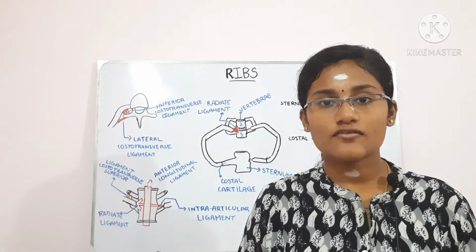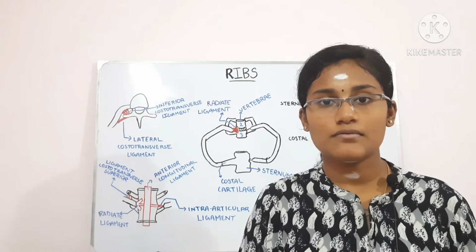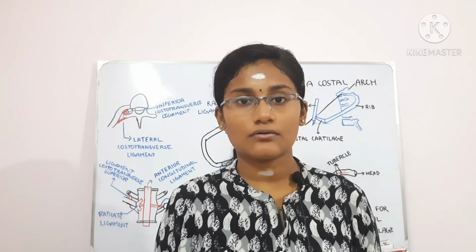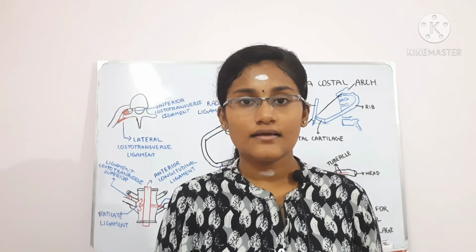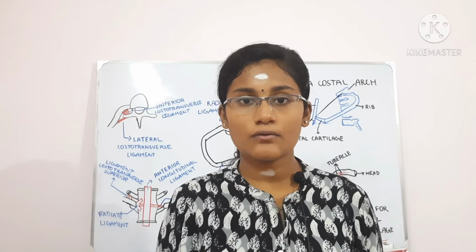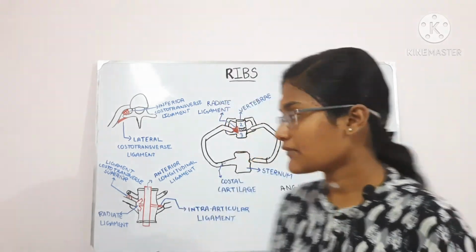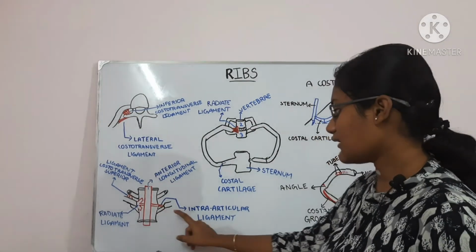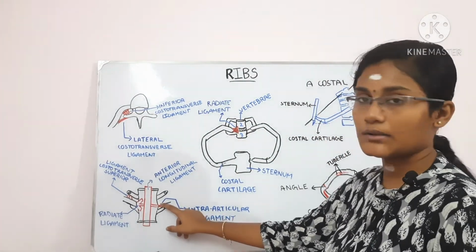Okay, so now let's move on to the attachments of the rib. The attachments are mainly to the head, neck and shaft. In the head, the crest gives rise to the intra-articular disc of the costovertebral ligament. So this is the crest of the head. You can see the intra-articular ligament of the costovertebral joint.